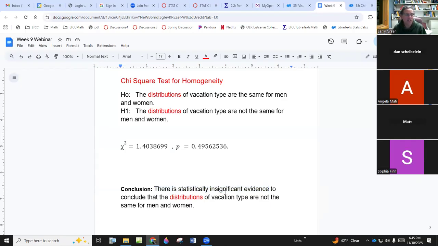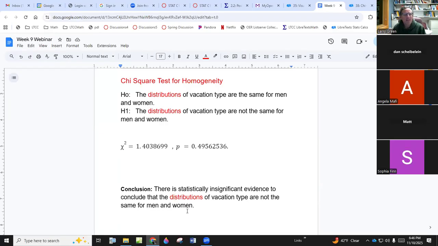So there is statistically insignificant evidence to conclude that the distributions of vacation type are not the same for men and women. Any questions on this chi-squared test for homogeneity?